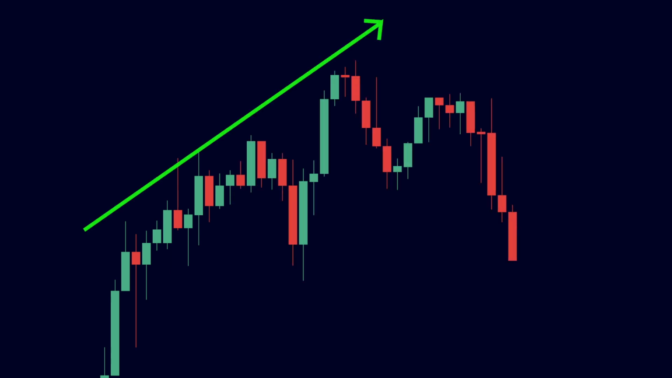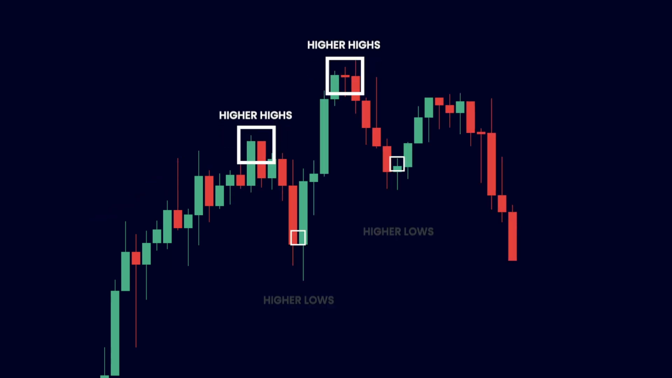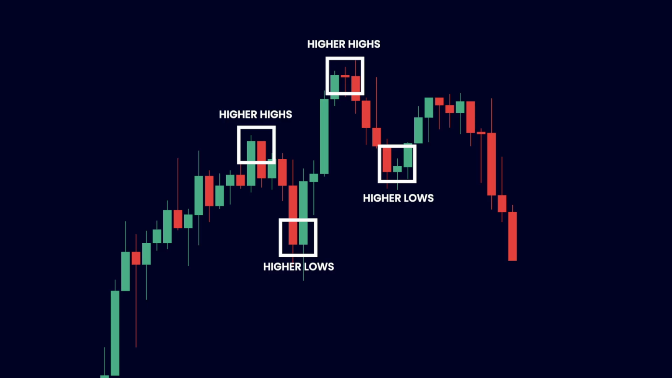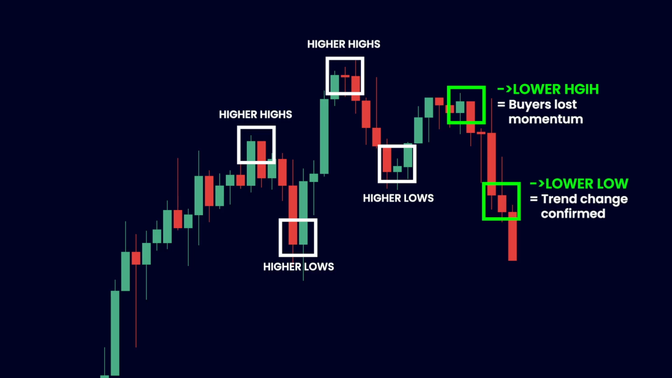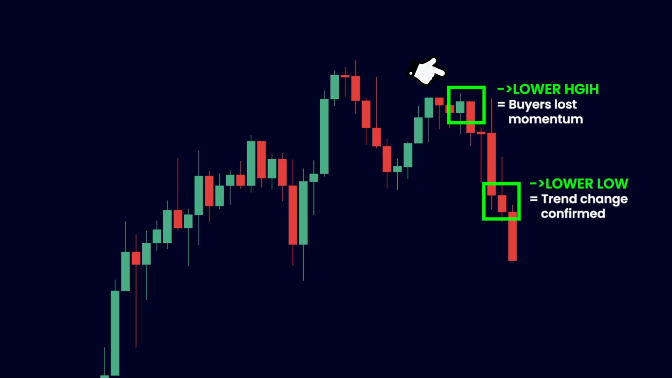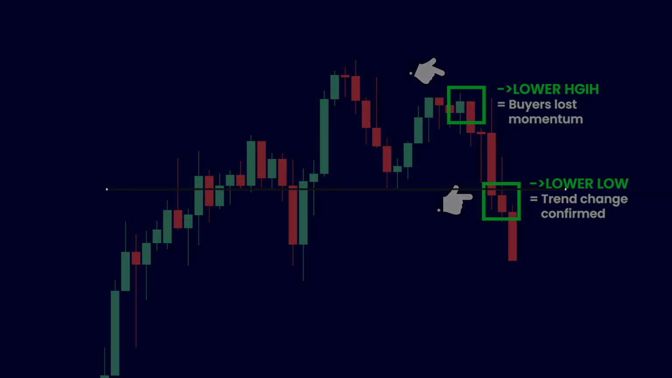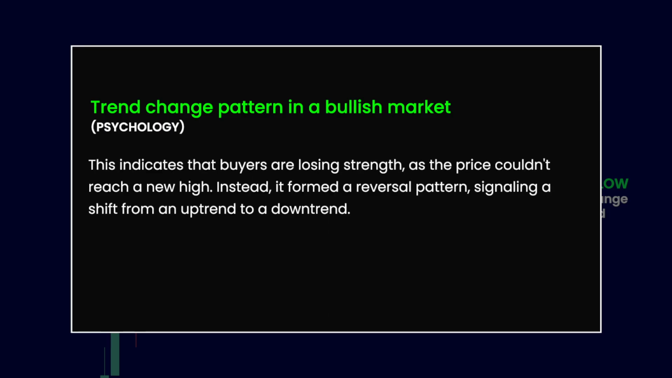Second way, same idea. Price is trending up with higher highs and higher lows. But this time, instead of just making a lower low, it also fails to make a new higher high. So now you've got a lower high and a lower low. That's a stronger sign that the momentum is fading and buyers are losing control.